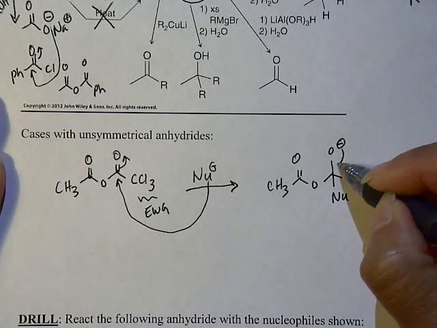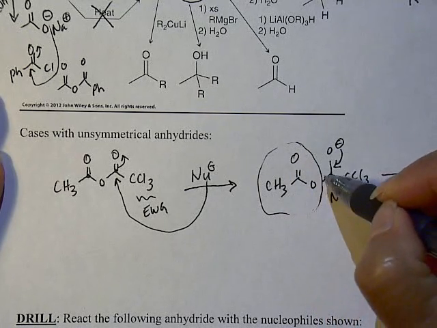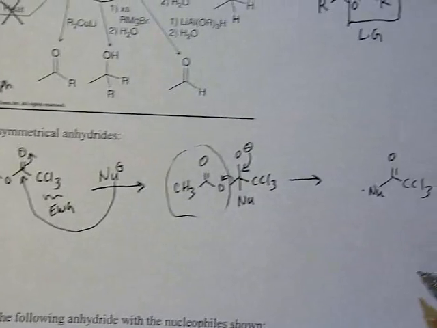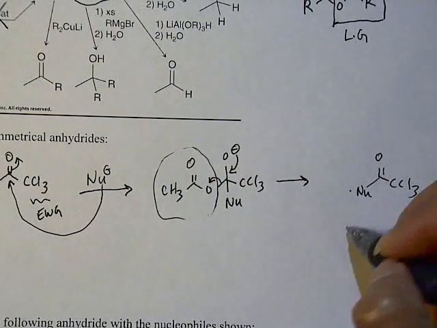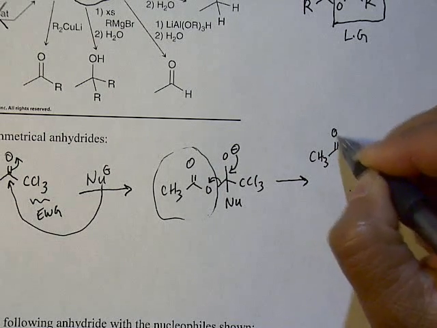And then what would happen is this would come down, and remember this is the leaving group. So then we would have that as the product, and the byproduct will be an acetate.